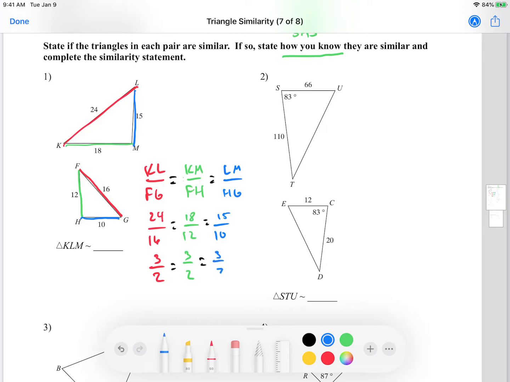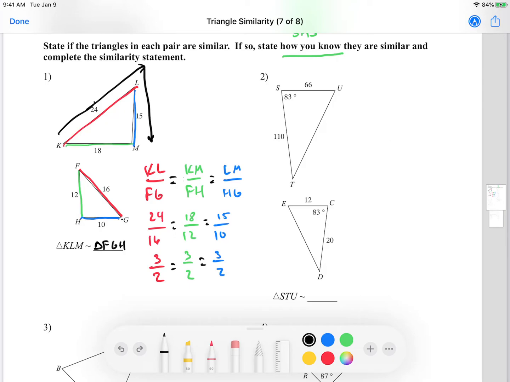Yes, it does. Okay? So what we've just essentially shown is that all 3 sides are proportional. So yes, in this case, we do have similar triangles. And in fact, KLM is going to be similar to FGH. And why did I do FGH? Because, remember, KL and FG, KM and FH, LM and GH, those are the sides that corresponded. Okay.